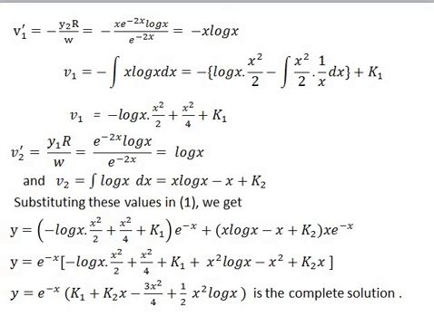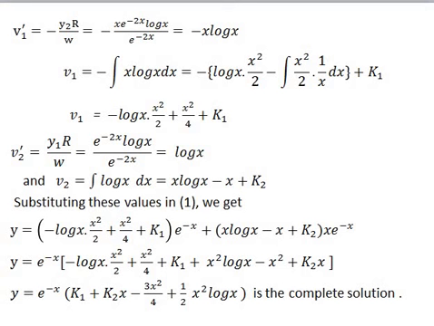By integrating by parts, log x is the first function and x is the second function. The integral of x is x square by 2, minus the integration of x square by 2 into the differentiation of log x, which is 1 by x, dx, plus k1, the constant of integration. So v1 is equal to minus log x into x square by 2 plus x square divided by 4 plus k1. Again we have to integrate: x square divided by x gets cancelled, so we integrate x, which gives x square by 2, and 2 into 2 is 4, so x square by 4 plus k1.